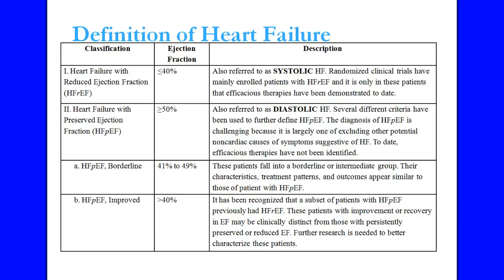The second definition in the 2013 guidelines was heart failure with preserved ejection fraction, also referred to as diastolic heart failure. This is when there is left ventricular ejection fraction of greater than or equal to 50%. As a review, normal left ventricular ejection fraction is 55 to 70%. Some sources may give an upper limit of 75%. As you can see from the chart, there are subcategories of heart failure with preserved ejection fraction, but these will not be addressed in this video.